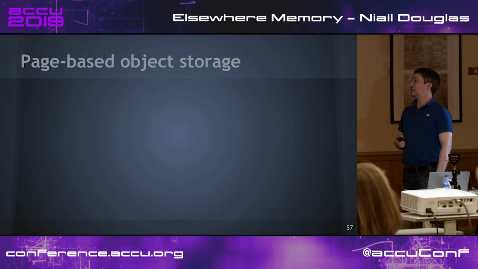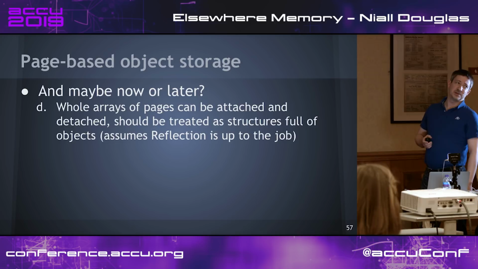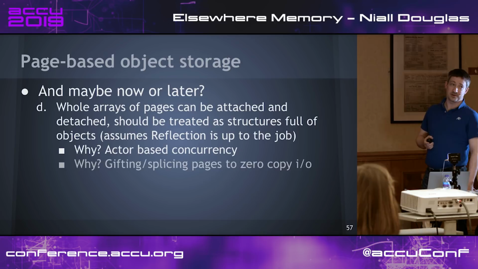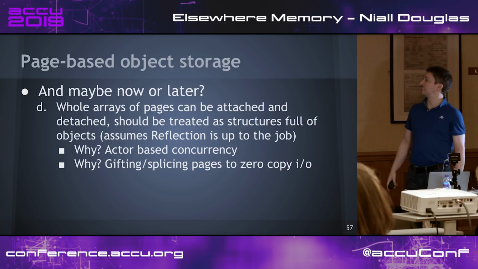We're very nearly at the end of the talk, so I'll be able to release you in a few minutes' time. I'm just thinking there in the future, it'd be great if you could detach and attach whole arrays of pages. If you had reflection, there's actor-based concurrency applications. You can gift and splice pages to zero-copy I/O. So one of the great things there is you can prepare a set of pages, hand it off to the kernel and say, just give that to the network card and blat that off to wherever you need it to go. Dynamically loaded modules.